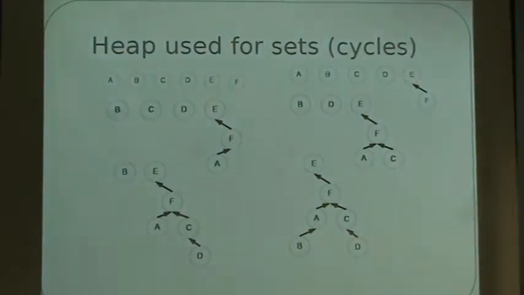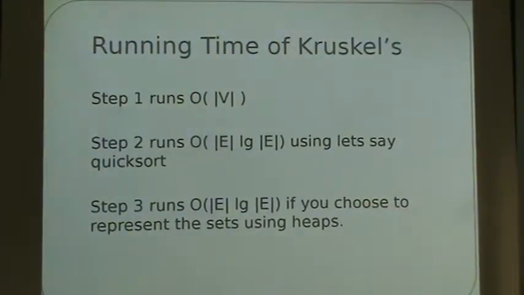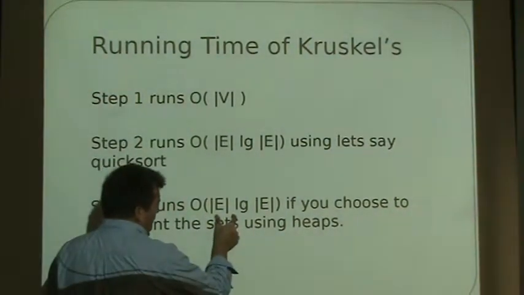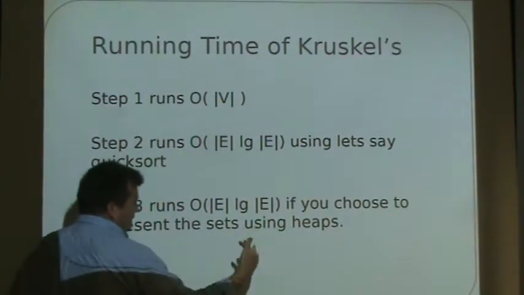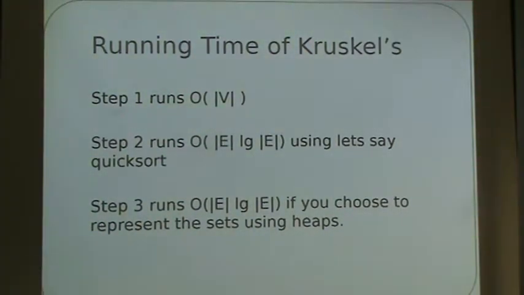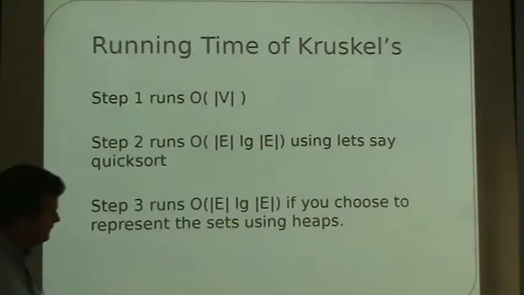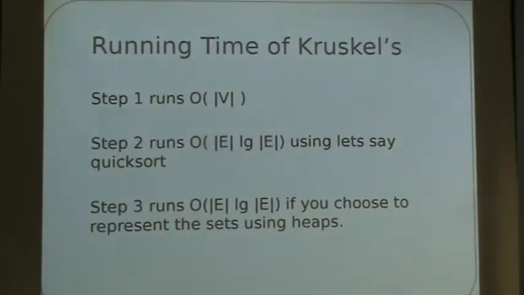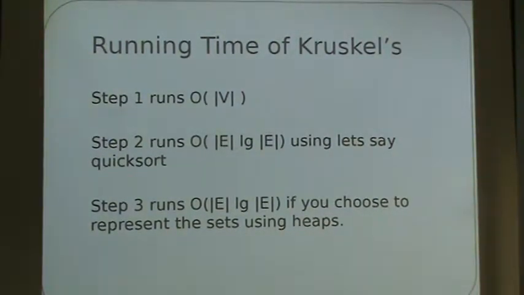So the overall algorithm, the third step, would then say, for every edge that we're going through, we do the find step, which is log V 2 times, to find the group that it's in, to see if it's in a cycle or not. So if we decided to represent that using heaps, the third step would be E log E also. So the whole algorithm could run in E log E.